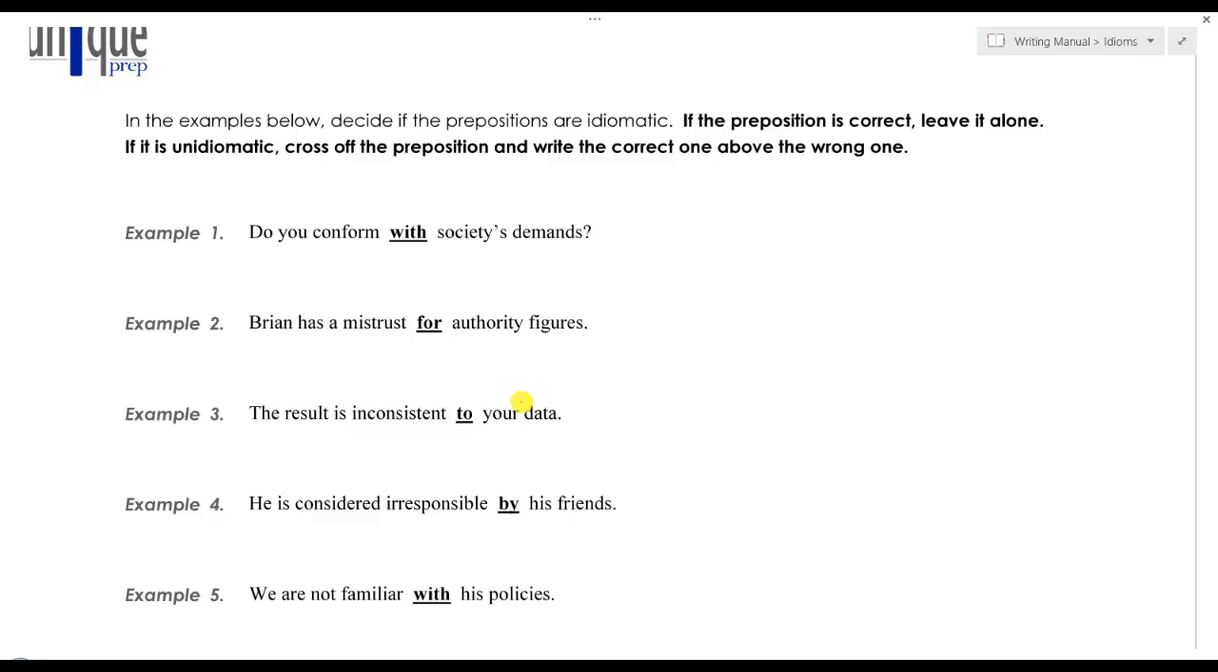Go ahead and do these examples on your own right now. Okay, so number 1, do you conform with society's demands?